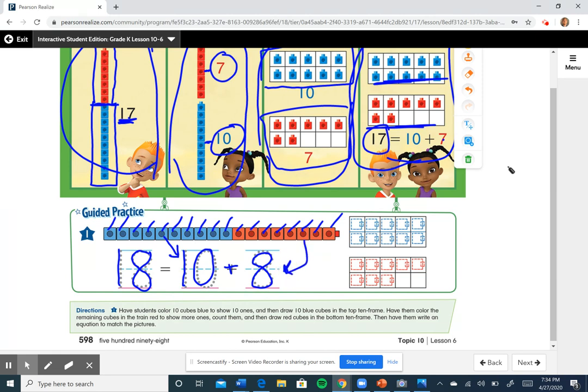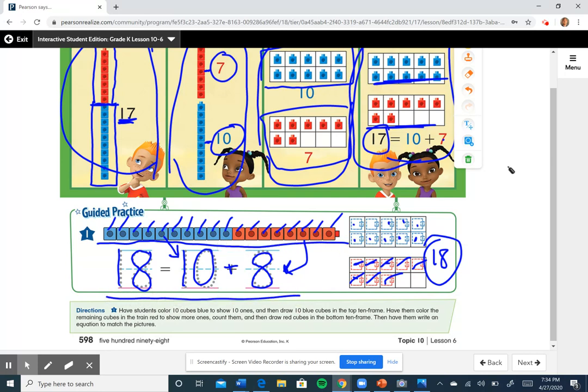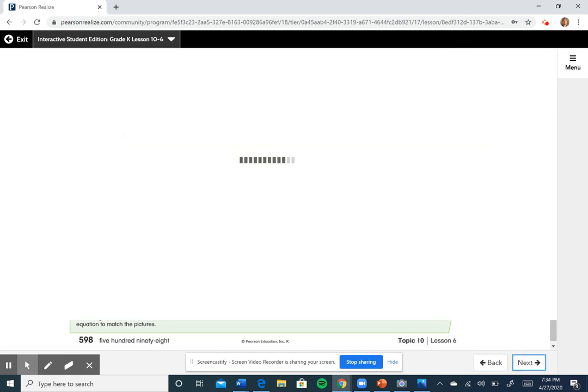And then over here, they put the 10 cubes in the 10 frames. 10 blue ones, I should say. And then the leftover red ones, they put in the second 10 frame. And they have 10 here, 11, 12, 13, 14, 15, 16, 17, 18. So this cube train is a way to show 18. This equation is a way to show 18. And the 10 frame is a way to show 18. Excellent. All right, you can go to the next page.